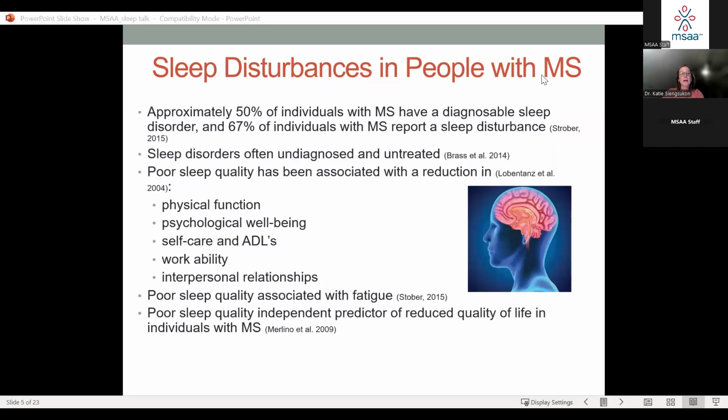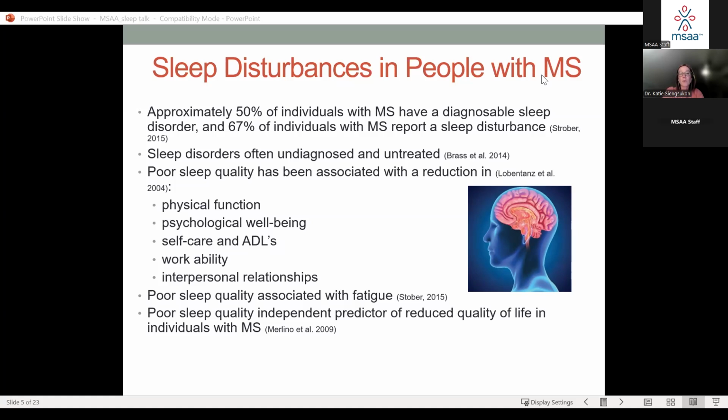But if we delve into sleep issues in people specifically with multiple sclerosis, we know that approximately 50% of people with MS have a diagnosable sleep disorder, such as insomnia, sleep apnea, or restless leg syndrome. There are many different sleep disorders. But up to 70%, if not more, of individuals with MS report having a sleep disturbance, so perhaps not a sleep disorder per se, but some disturbance of their sleep. Unfortunately, sleep disorders and disturbances oftentimes go undiagnosed and therefore untreated in people with multiple sclerosis. So the prevalence of sleep issues is probably higher than what is even reported in the literature.